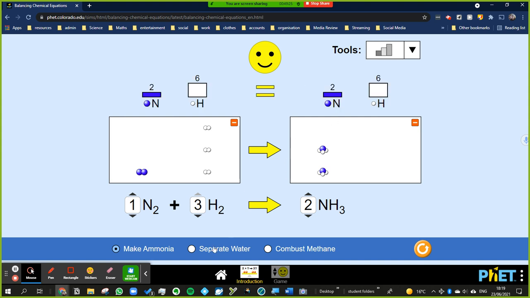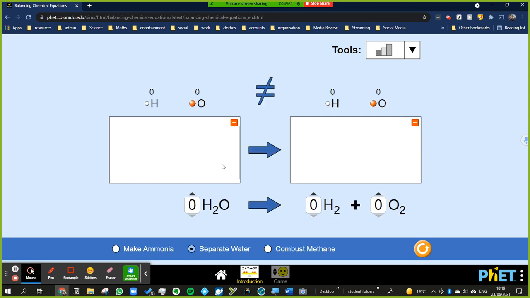So this is kind of an introduction to the simulation. And then you've got the game. Let's just have a look at one more simulation here. So water is being separated into hydrogen and oxygen. This is my favorite tool.